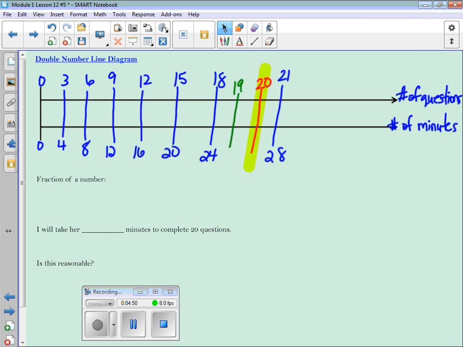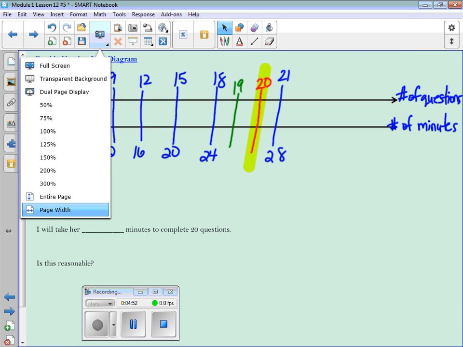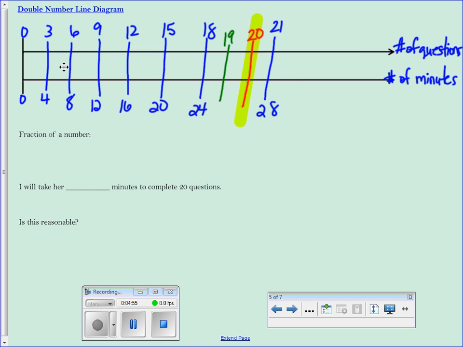So since I'm trying to find questions, I'm going to fill in my questions number line. Is everybody comfortable with where 18, 19, 20, and 21 came from? That's just what we had on the table. So now I have to figure out how to number my bottom number line. Okay? Can I go 24, 25, 26, 28? Can I do 24, 26, 27, 28?